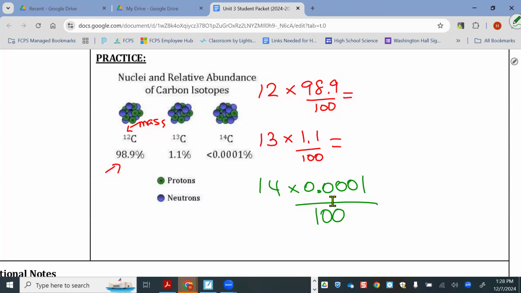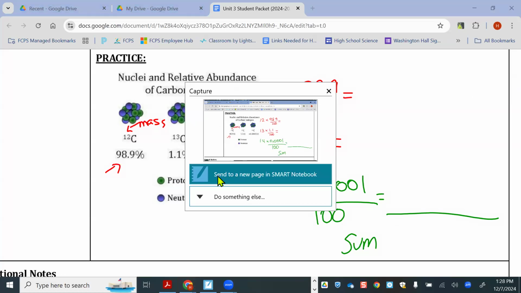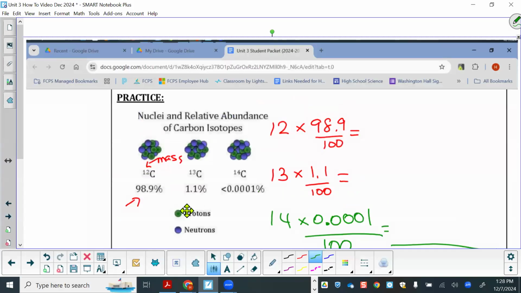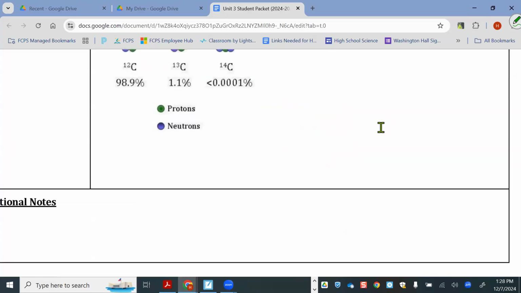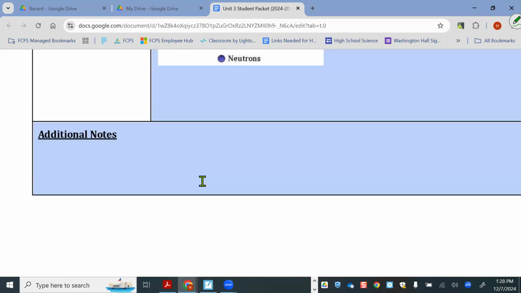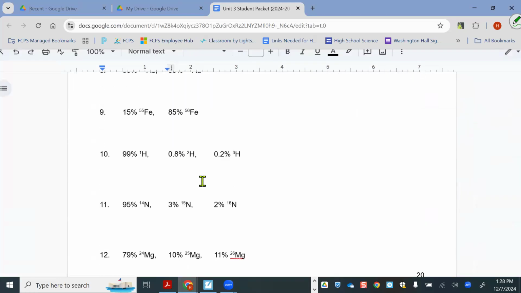Yes, you'll notice it doesn't do much to your calculation. But then after you finish that, you take the sum of these three values. You do not divide after that. The only division you're doing is dividing it by 100. After that, you leave it alone. So you should have worked out these problems already.